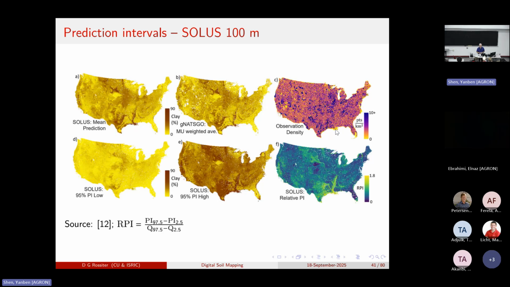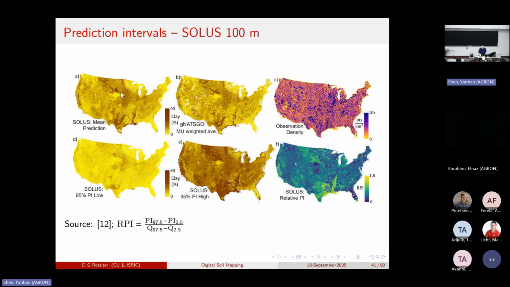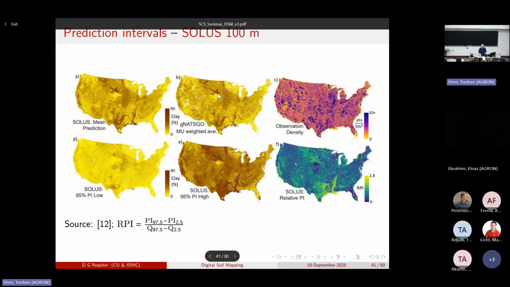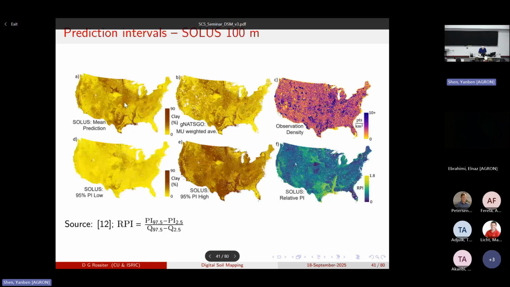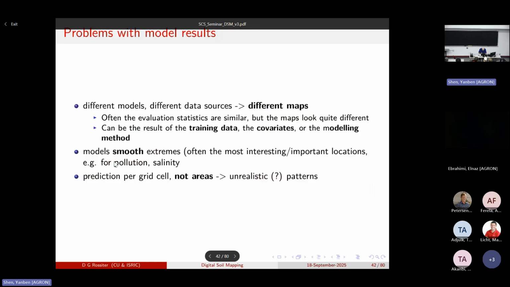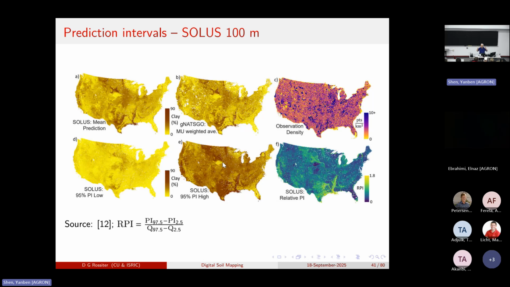And this is an example from Solus. If you look at the upper left, here's the mean prediction compared to the conventional. Here, B is the conventional one. You could focus on the Sandhills here in Nebraska. This is the prediction of clay, right? So very little clay in the Sandhills in Nebraska. We know that, and Solus does pretty well with that. The interval's not very wide either. You see the Sandhills in both the low and the high, so it's got a low interval there. It's probably very easy to predict, so the model is fine there.